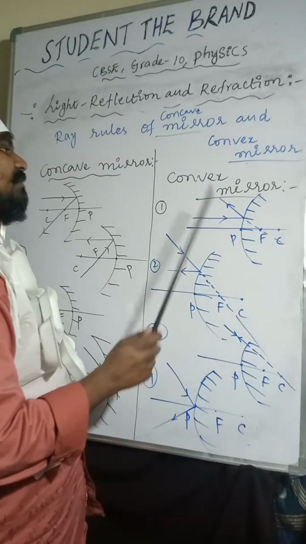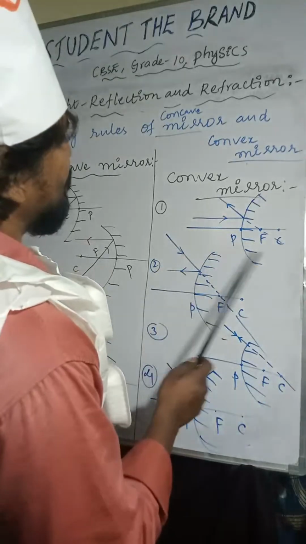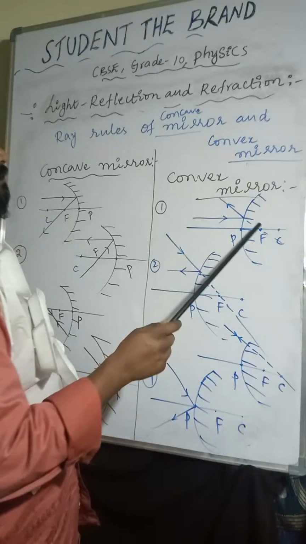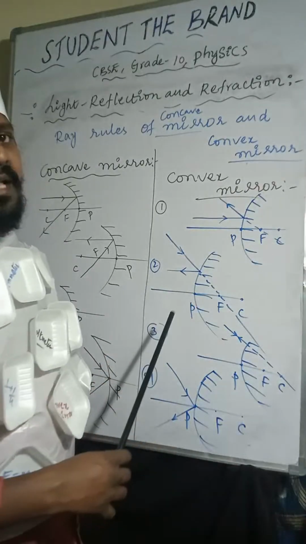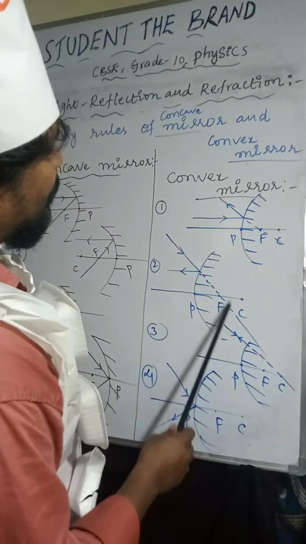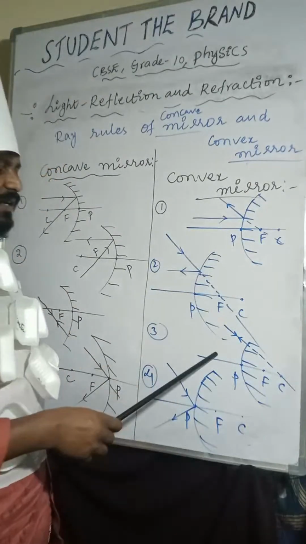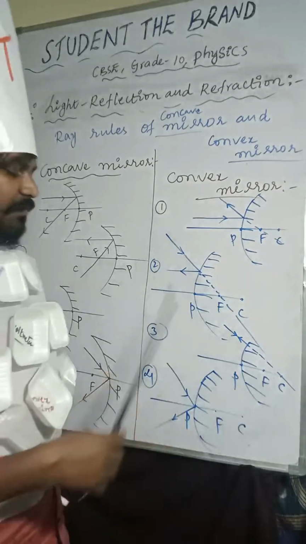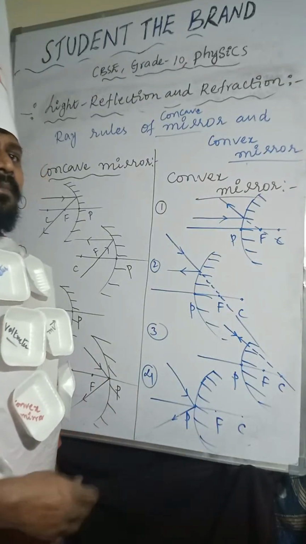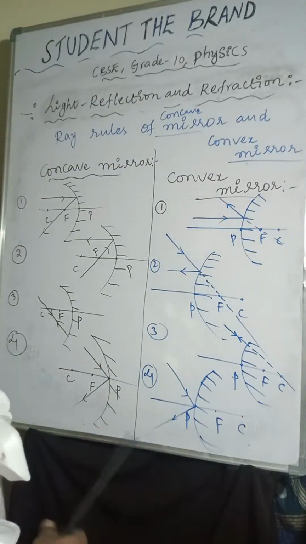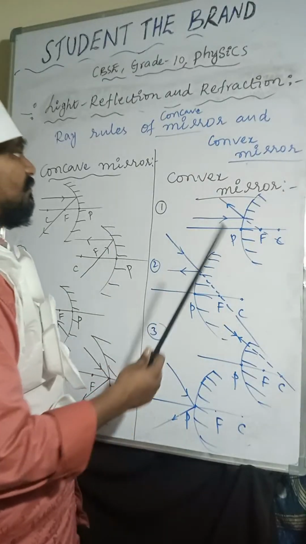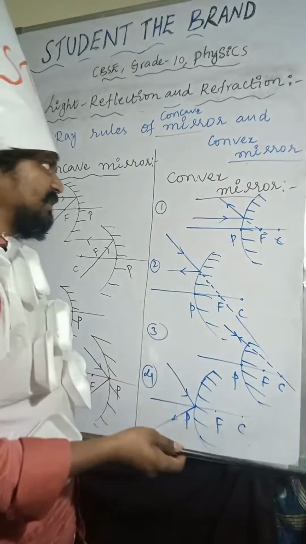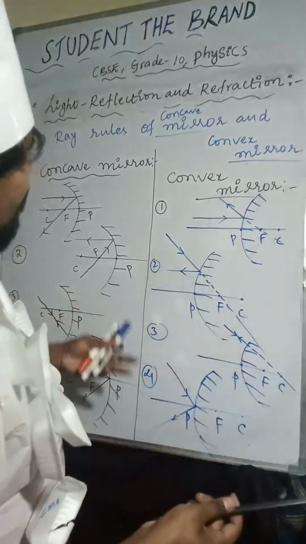Here, a light ray is coming from infinity. After reflection, it passes through the focus. A light ray passing through the focus, after reflection, moves towards infinity. A light ray passing through the center of curvature retraces its original path. A light ray incident at the pole reflects back. So this is about the concave mirror. Concave mirror is also known as converging mirror, and convex mirror is also known as diverging mirror.